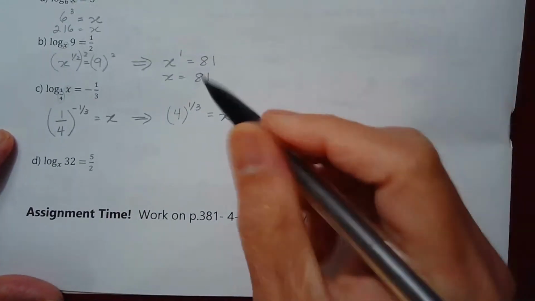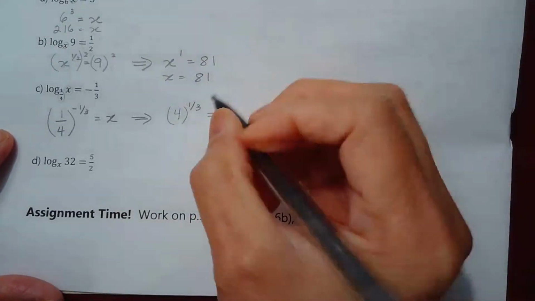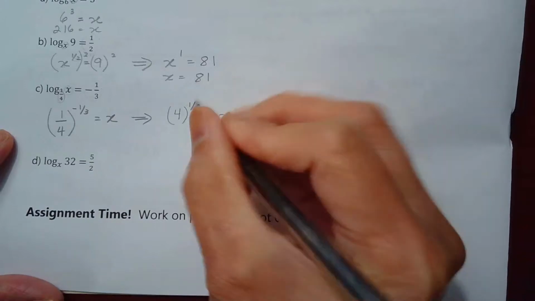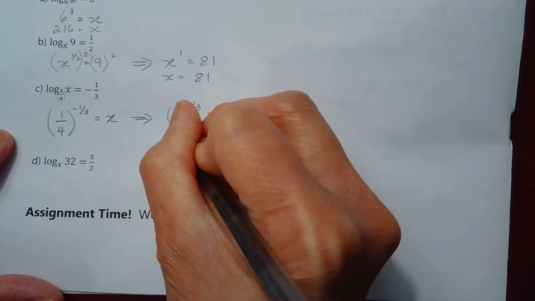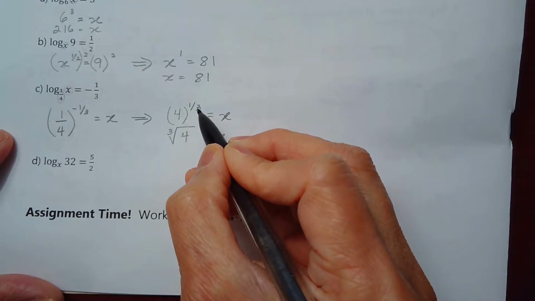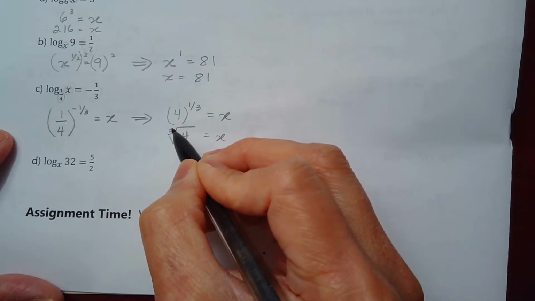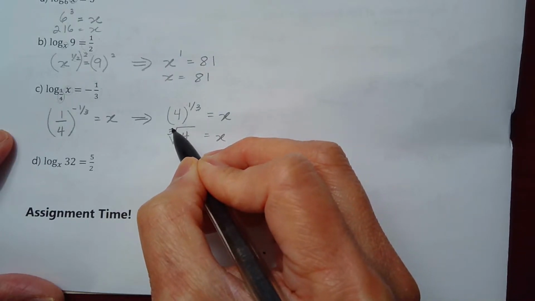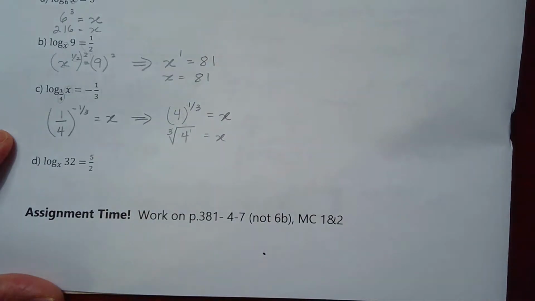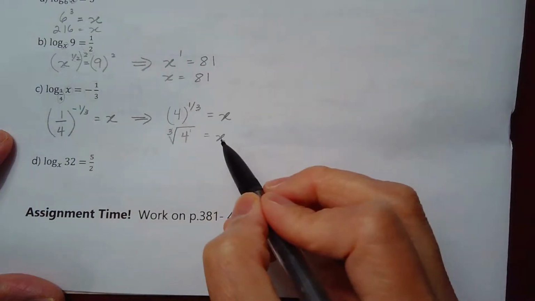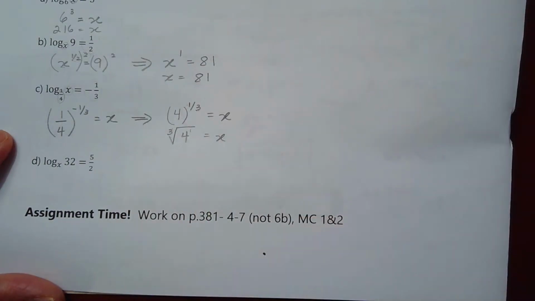And then when you look at this, what's 4 to the 1/3? That's the same thing as the cube root of 4. So the 3 denominator, 3 in the exponent, is the index for the radical, and then the 1 would be what 4 is raised to. So that one, the x is the cube root of 4.